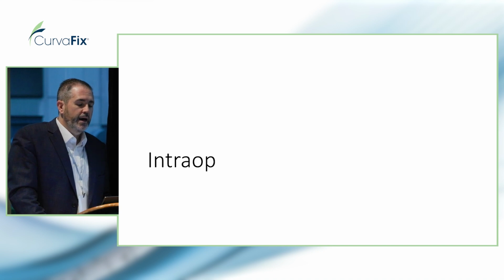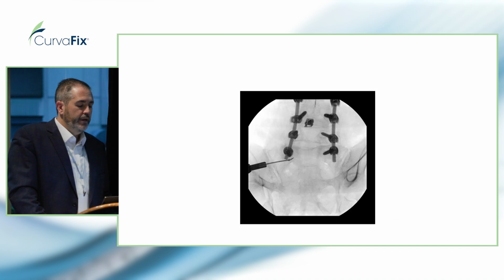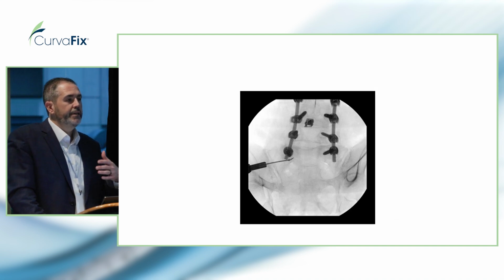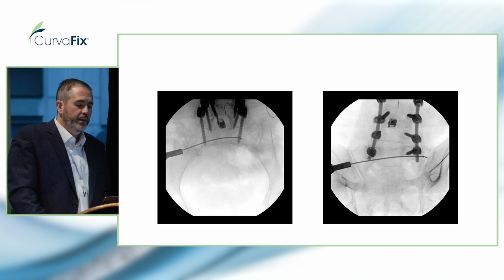So this is intra-op. She had to delay because she had some heart issues, so we get to her at around 6 months. This is just showing that you can redirect if you don't get it the first time. So this is the first attempt trying to get around. And I wanted to get fixation into the first sacral segment because that's where her fracture was, around her hardware. And so this is just steering around the indwelling implants.